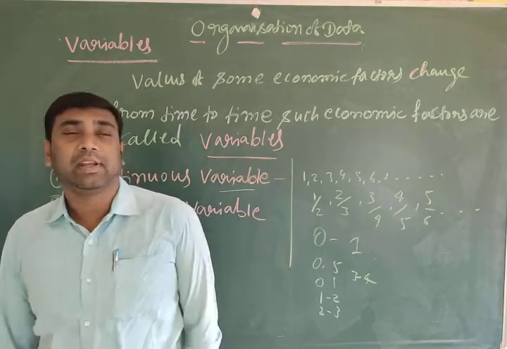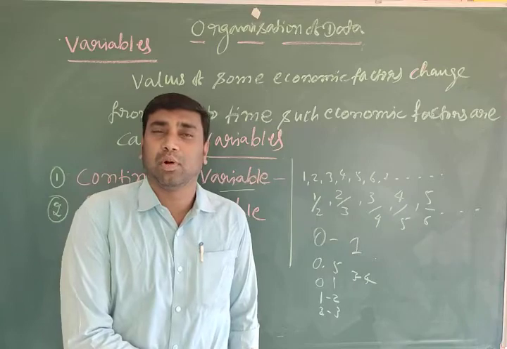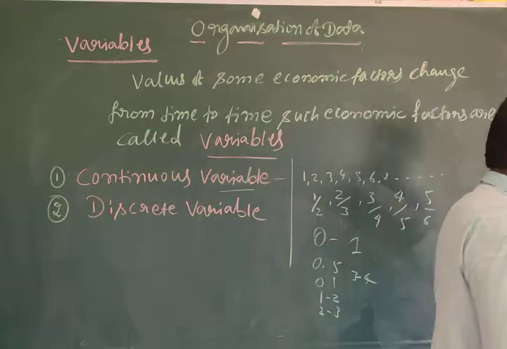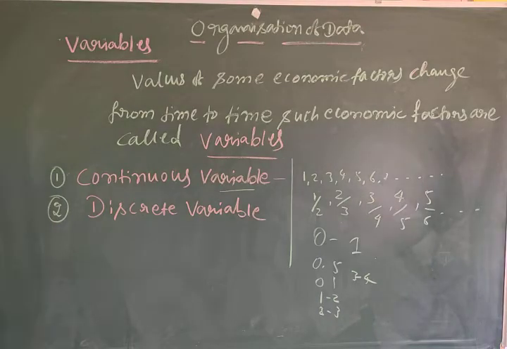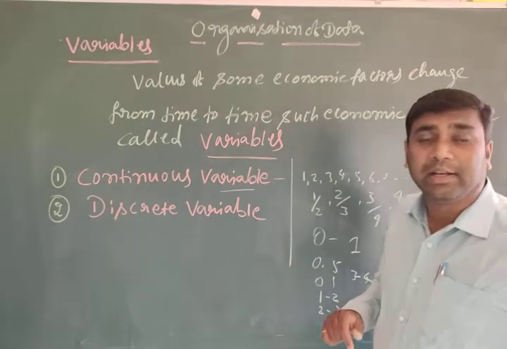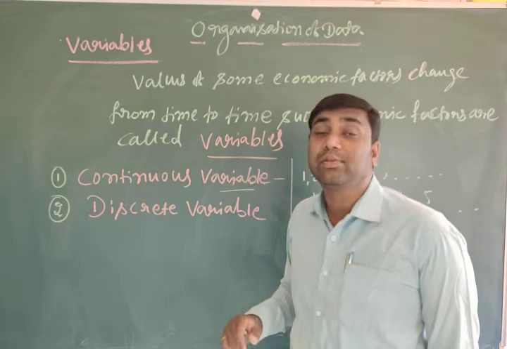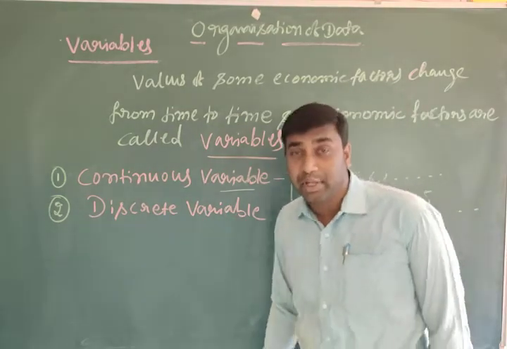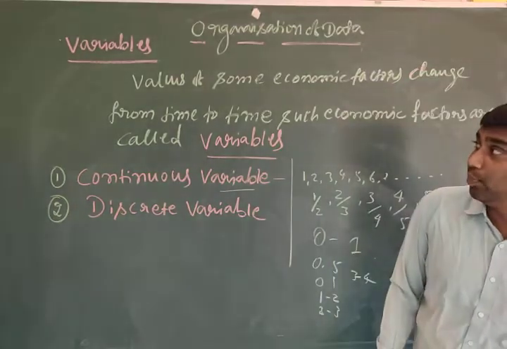So what we explained about the water bottle, 10 ml, 20 ml, 30 ml, 40 ml, 50 ml, 100 ml, 500 ml, 700 ml, 800 ml, that is called a continuous variable. Don't forget, we are discussing the concept of variable, which is very important.